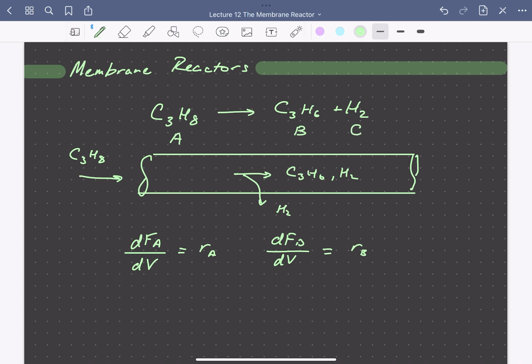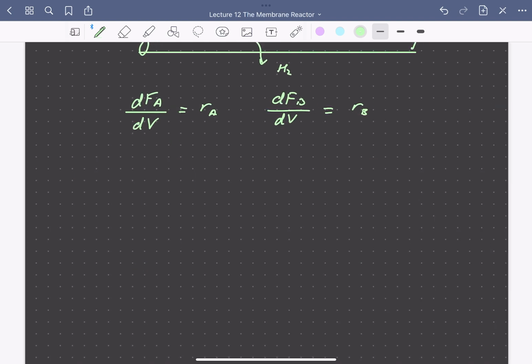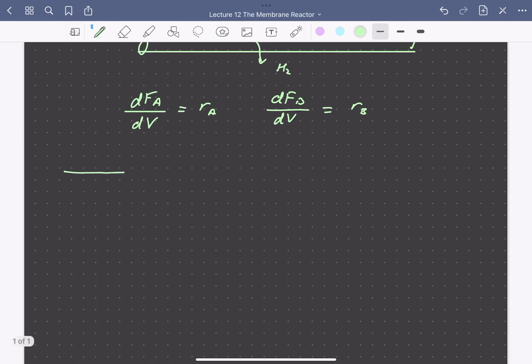So the mole balance on hydrogen here, which we'll label C, is modified since there's two ways that hydrogen could leave the reactor. It could either go out the exit or go through the reactor walls. So we can write the mole balance for hydrogen looking at a differential slice. So here I'll just draw a two-dimensional representation of our plug flow reactor, and we're looking at some differential cross-section.